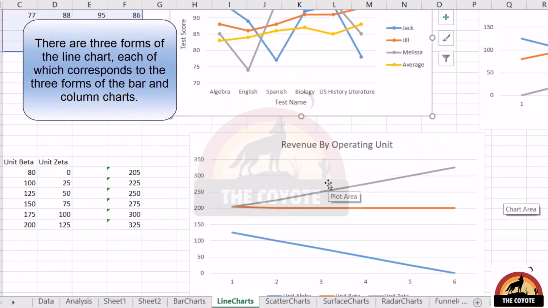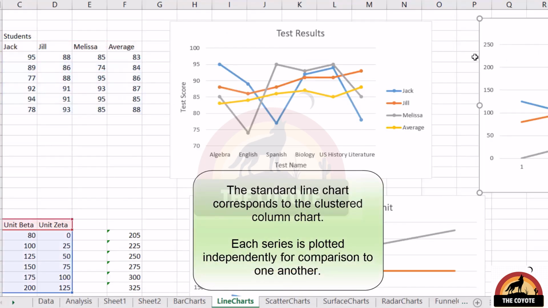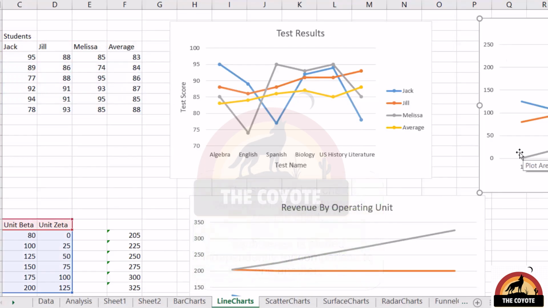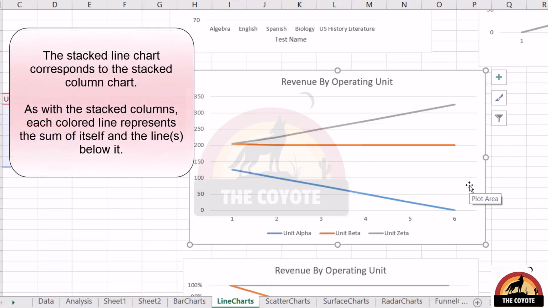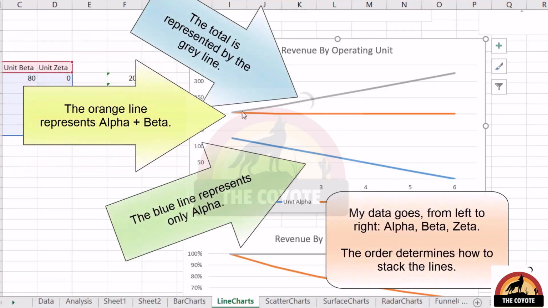Line charts have 3 functions that are identical to their column chart brethren. The standard line chart is like a clustered column chart where each value is plotted independently and then the lines are connected. The stacked line adds them together to show how the whole is moving relative to the individual components. Here you can see that the whole is represented by the gray line, as that is the blue plus the orange plus the gray data.